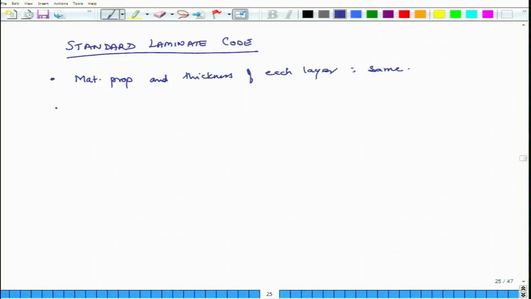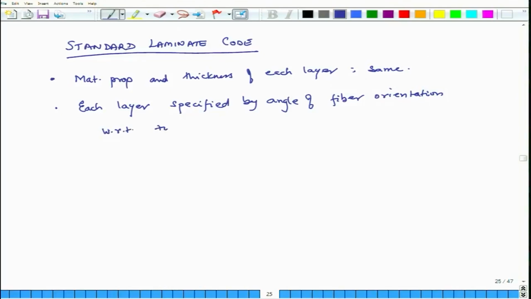The other thing is that each layer is specified by the angle of fiber orientation with respect to the x axis. This angle could be a positive number or a negative number, and we always use degrees.